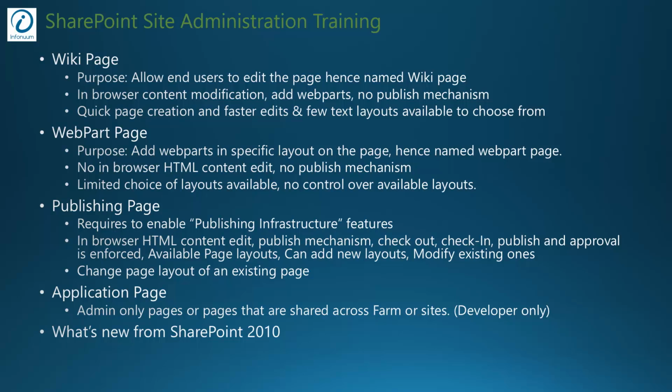Okay, so now let's talk about publishing pages, and this is one of the most innovative features in SharePoint and a part of publishing infrastructure. To create publishing pages, you need to enable publishing infrastructure features in your site first. It allows you in-browser HTML content modification, but also a publish mechanism. Checkout, check-in, publish, and approval are enforced now. You also have a few available page layouts, but you can also add new page layouts and modify existing ones, and you have complete control over how the page layout renders the content. So this is a very powerful mechanism. Let's see that in action.